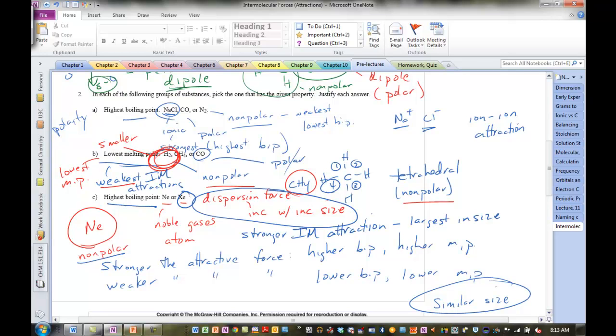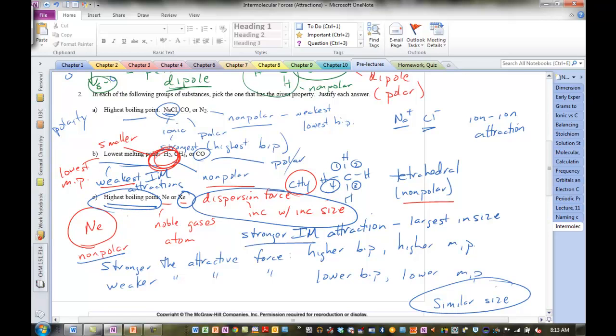Look at the periodic table. It's much further down in the periodic table. It goes helium, neon, argon, krypton, xenon. So xenon's way down there. It's much larger than neon. So xenon is larger. It's going to have stronger intermolecular attractions and hence a higher boiling point.